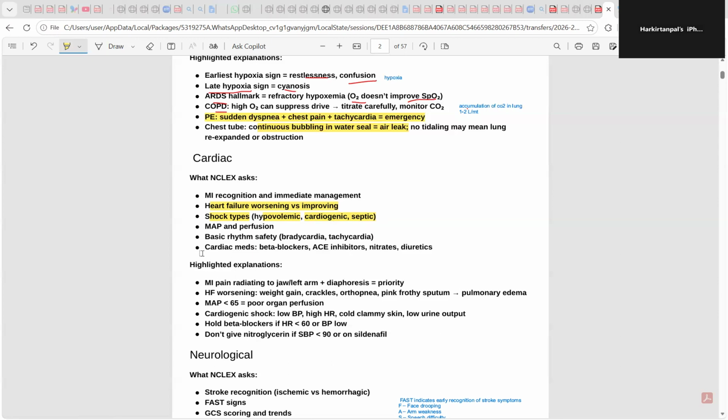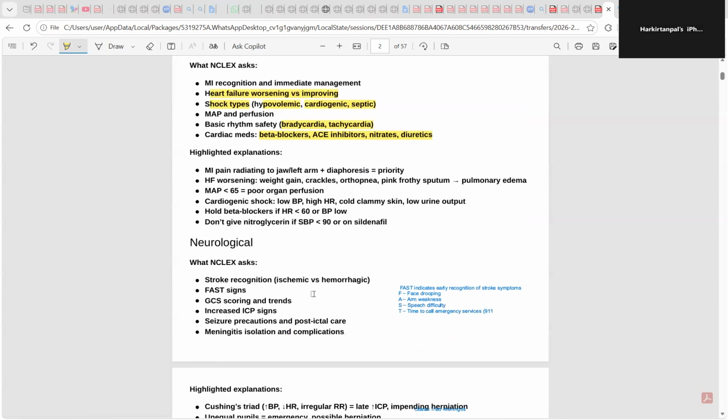And also we can check the perfusion, the mean arterial blood pressure. Usually the basic tool means bradycardia or tachycardia, that means the heart rate. We need to check the rate of the heart and also the rhythm, whether there is any rhythm change like arrhythmia. And also an important question to ask about medications: beta blocker, ACE inhibitor, nitrites, and diuretics. So what are the points we have to keep in our mind?